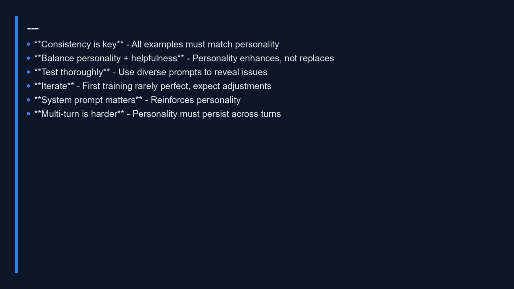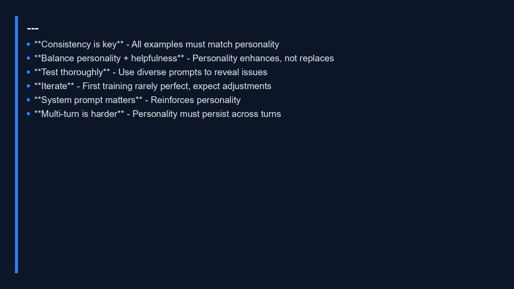Key takeaways: 6 things to carry forward from this lesson. Consistency is everything. Every training example must match the persona, without exception. Personality enhances helpfulness, it doesn't replace it. Answer first, persona throughout. Test with diverse prompts. The easy ones will always pass. The edge cases reveal the real problems.